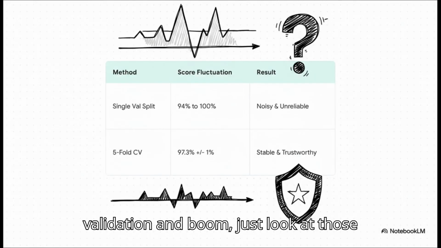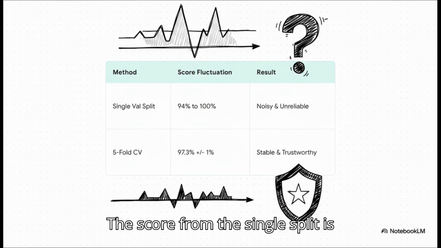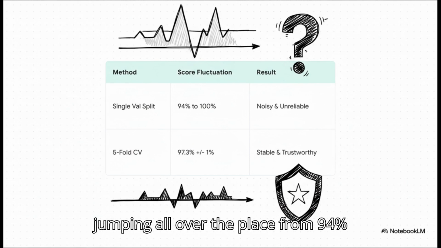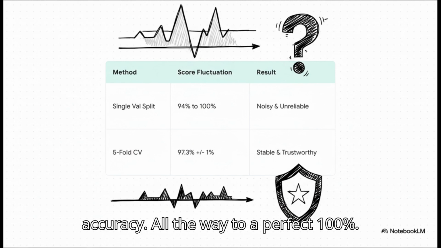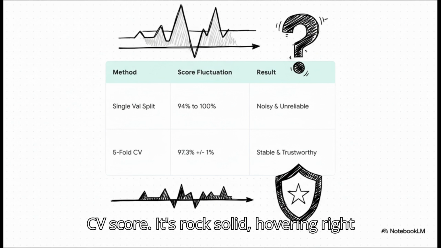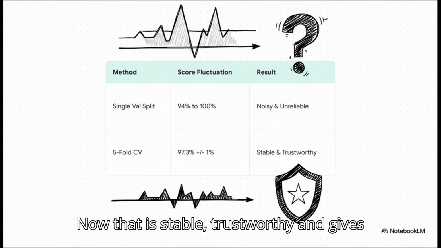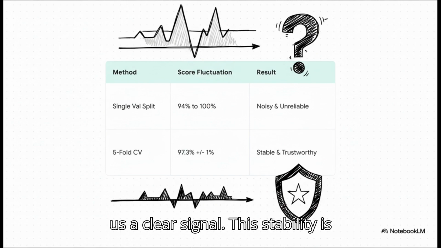And boom, just look at those results. The difference is night and day. The score from the single split is jumping all over the place, from 94% accuracy all the way to a perfect 100%. It's incredibly noisy, completely unreliable. But then look at the 5-fold CV score. It's rock solid, hovering right around 97.3% with only about a 1% wiggle. Now that is stable, trustworthy, and gives us a clear signal.